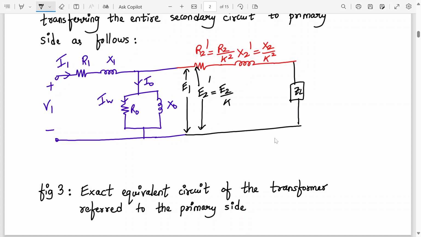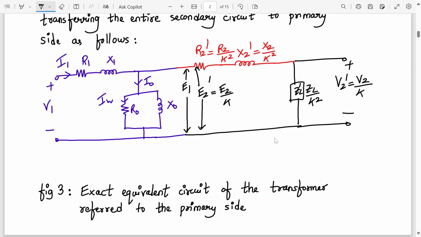So I have not even shown the primary or the secondary winding here directly. So ZL dash becomes ZL by K square, and V2 becomes V2 dash, which is V2 by K. Okay, are you following?